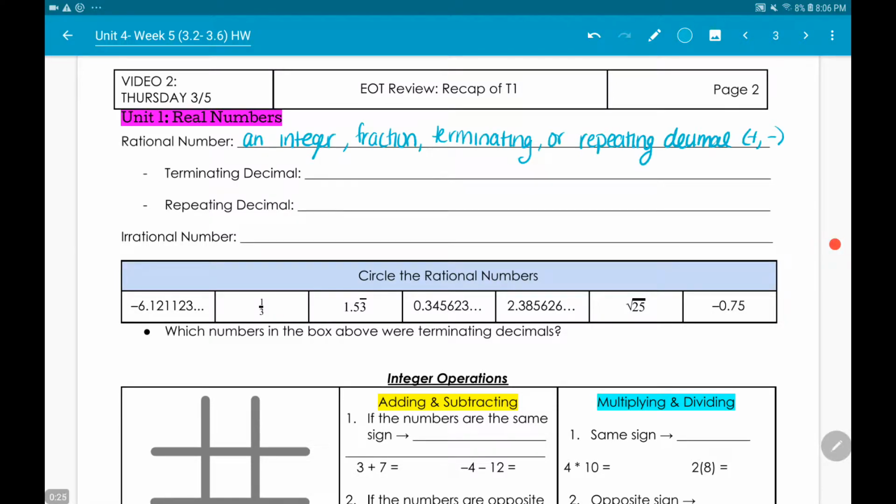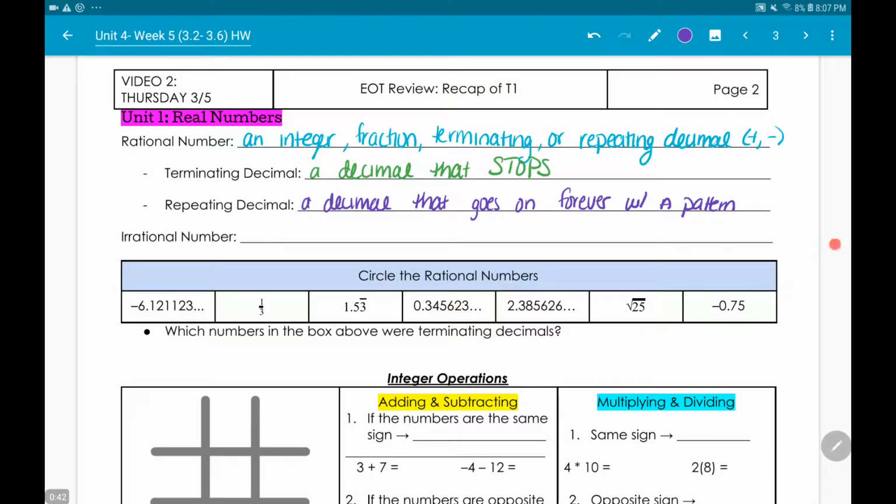Okay, a rational number is an integer, fraction, or terminating or repeating decimal. Remember, integer just means any whole number. And then all of these numbers could be either positive or negative. So now let's go into terminating and repeating decimals.